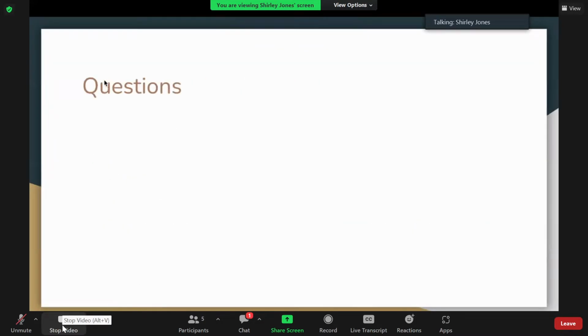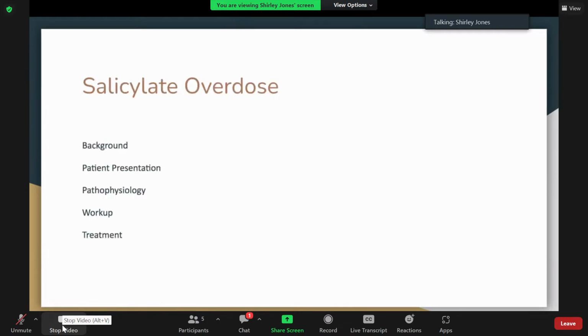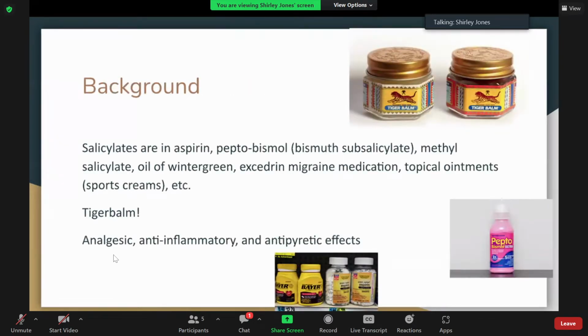Okay. All right, so now salicylate overdose. So we're going to do background, then patient presentation, pathophysiology, workup, treatment. So background, salicylates are in aspirin, Pepto-Bismol, like this medicine down here for your stomach, methyl salicylate, oil of wintergreen, Excedrin migraine medication, topical ointments like sports creams, and most importantly, Tiger Balm. I saw so many people snorting Tiger Balm. I think everyone is addicted to it. So it's analgesic, anti-inflammatory, and has antipyretic effects.